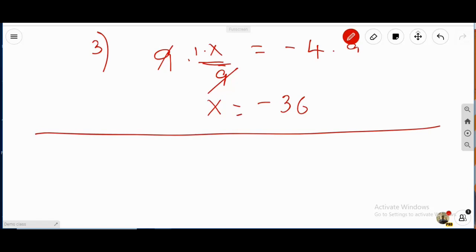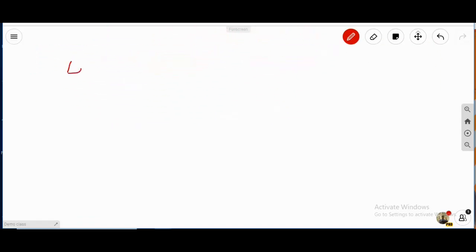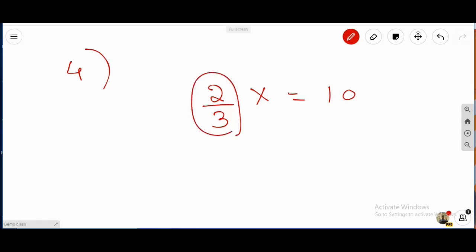Now, in one-step equations, let me pick another problem with fractions and show you. So let's say I have 2/3 of x equals 10. Now here 2/3 is a fraction, so to get rid of a fraction, we multiply by the reciprocal. The reciprocal of 2/3 is 3 over 2. So you multiply by 3 over 2 on both sides.